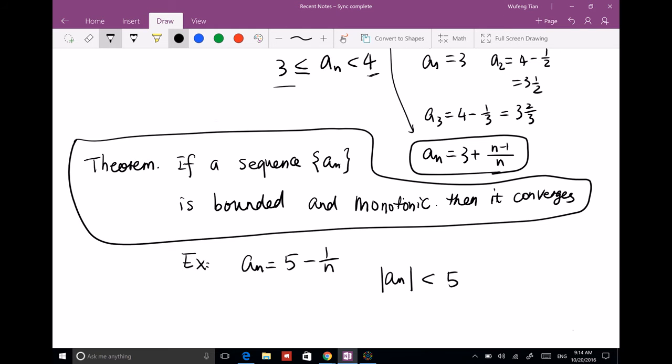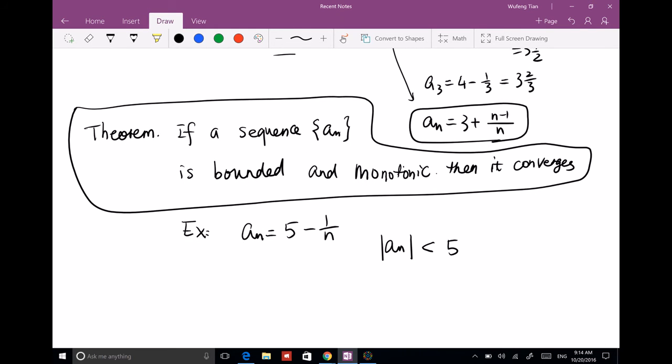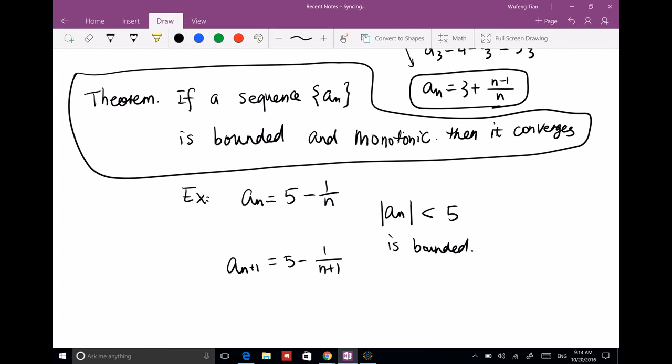It has an upper bound, and it also has a lower bound. So an is less than 5, and it's bounded. Now we get an plus 1 equals 5 minus 1 over n plus 1. My question here is, can anyone tell me, between an and an plus 1, which one is bigger and which one is smaller?